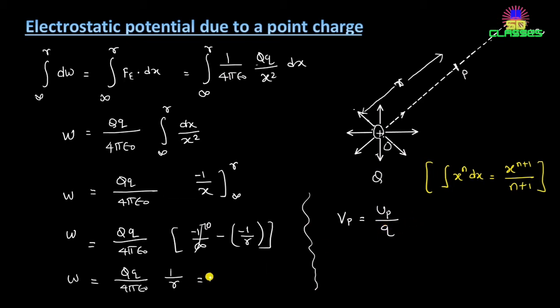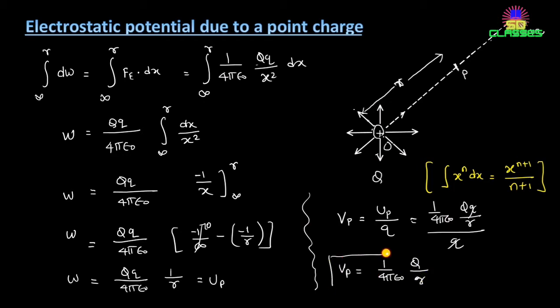So this is going to be your potential energy, right? This is 1 by 4 pi epsilon naught qq by r, divided by q. So qq is going to cancel, so the potential at point P is given by 1 by 4 pi epsilon naught q by r. So this is the final formula.